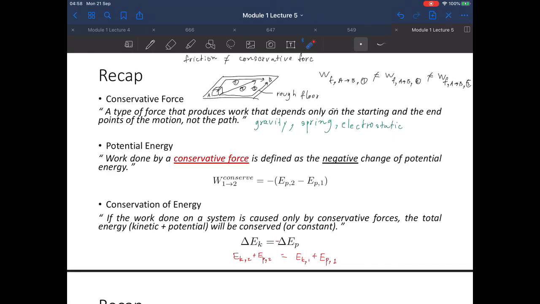Okay, so just to summarize this again, whenever the work done by the total force is equal to the work done by the conservative force, we will have conservation of energy. But if the work done by the total force is not equal to the work done by the conservative force, then the conservation of energy is not true for that kind of system. Alright.